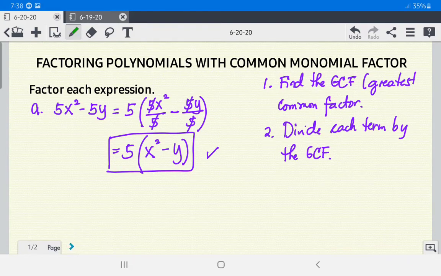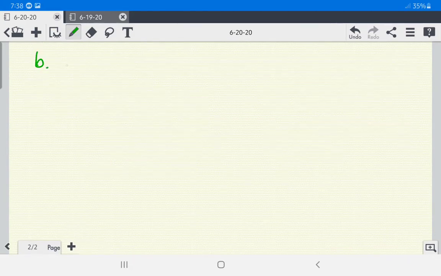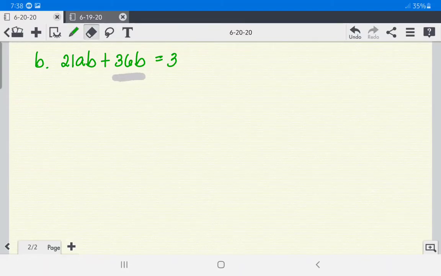Letter B. Let's say we have 21ab plus 36b. As you can see here, the first term is 21ab, then the second term is 36b. So the greatest common monomial factor of 21 and 36 is 3. And then for the variables, the common monomial factor is b. Then the next step is we're going to divide each term by the GCF 3b.